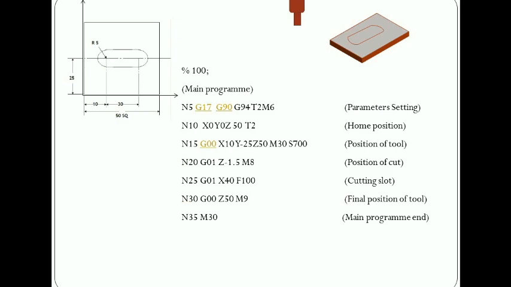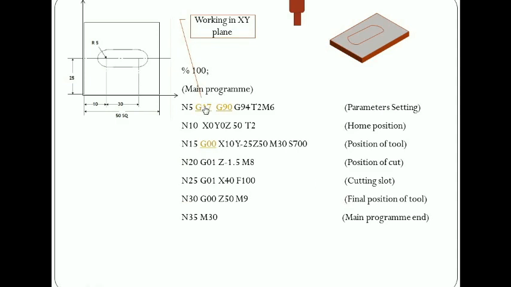First we have to set up the parameters which are required for the cutting operation. So the first line will start with N5, which is a sequence number. Then I have written here G17. The G17 stands for the working plane. In which working plane I am going to work is described by this particular code.